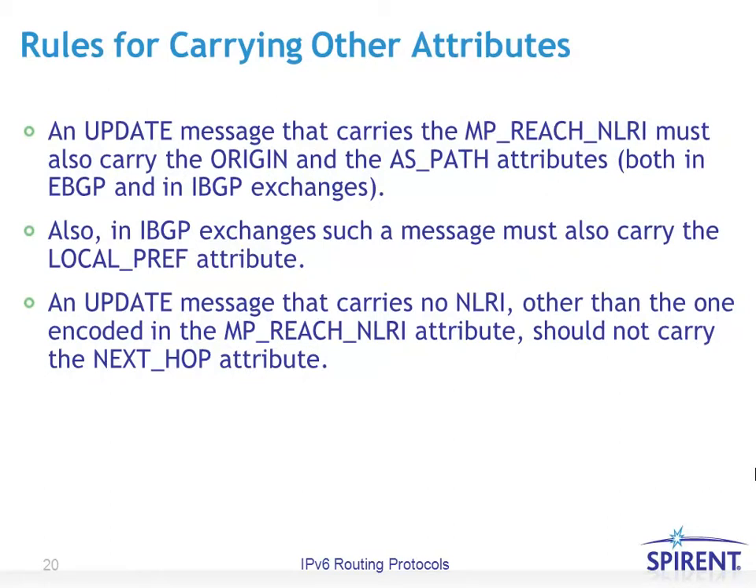A few additional rules for carrying other attributes. Of course, when BGP is carrying IPv6 prefixes, it is considered an other attribute. An update message that carries the multi-protocol reachable NLRI must also carry the origin and the AS path attributes, both in its eBGP, external BGP, and iBGP, internal BGP messages. Also, in iBGP exchanges, such a message must also carry the local preference attribute. An update message that carries no network layer reachability information other than the one encoded by the multi-protocol NLRI should not carry the next hop attribute.